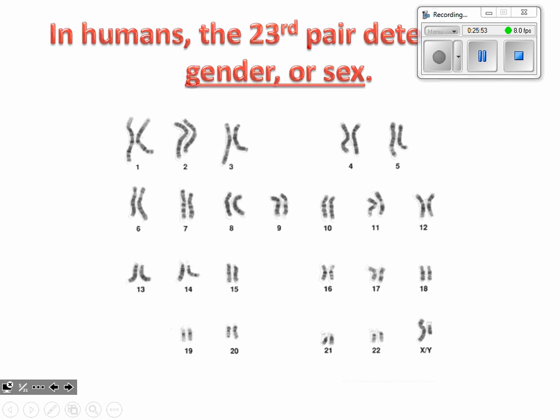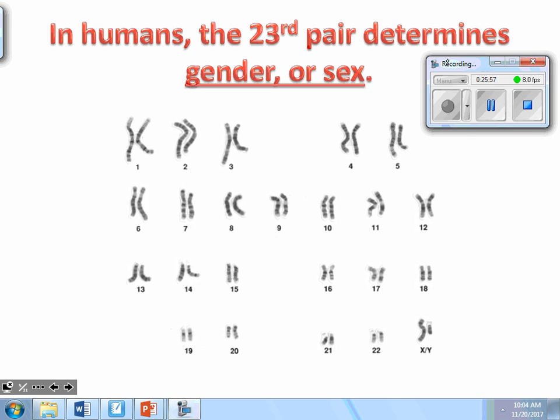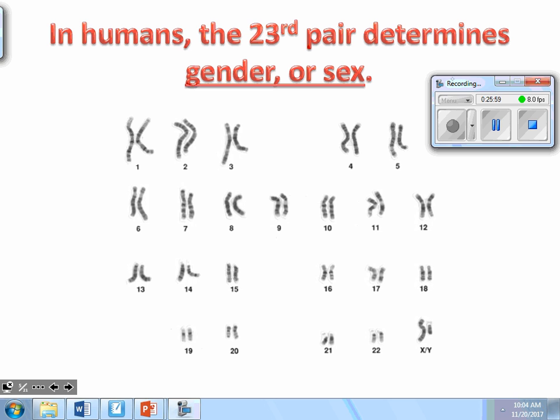All right, so here are your notes. Humans on your 23rd pair determines our gender or our sex. The first page of this PowerPoint had dogs' chromosomes. Anybody remember how many chromosomes dogs have? Altogether, they have 78. So their 39th pair determines their gender. Our 23rd pair determines our gender. So right here, the last one is going to determine our gender.